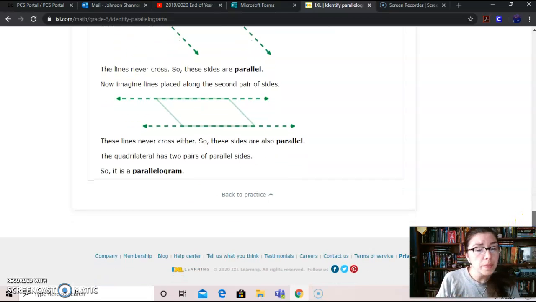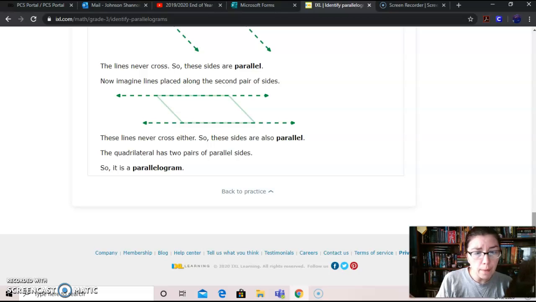Okay, but then it says, now imagine lines placed along the second pair of sides. These lines never cross either. So these sides are also parallel. The quadrilateral has two pairs of parallel sides, so it is a parallelogram.